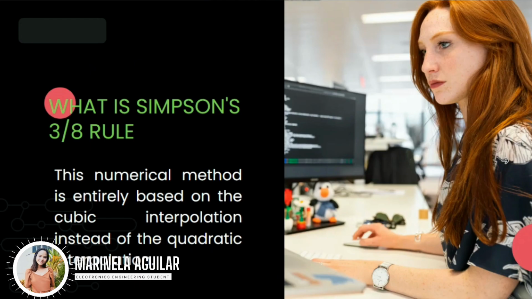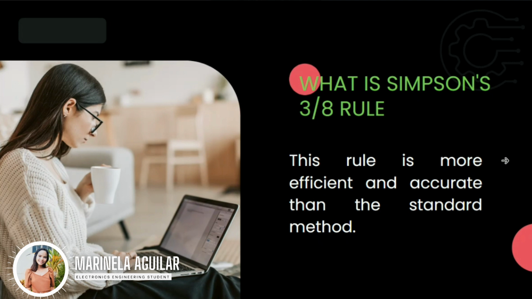The Simpson's 3/8 rule is another method that can be used for numerical integration. This numerical method is entirely based on cubic interpolation instead of quadratic interpolation. This rule can be more efficient and accurate than the standard method. This is because this rule uses one more functional value. One should note that for the Simpson's 3/8 rule, there is also a composite Simpson's 3/8 rule. The latter is more similar to the generalized form. The Simpson's 3/8 rule is also known as Simpson's second rule of integration.